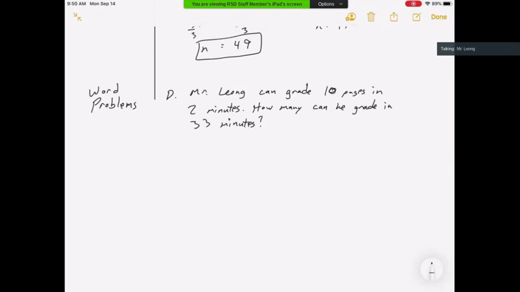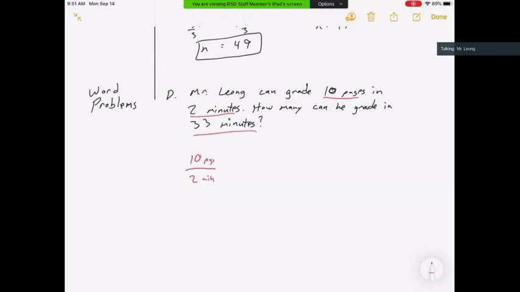All right. Okay. So on a problem like this, there are 2 different ways we can solve it. There's the unit rate way and the proportion way. I kind of like the proportion way, but let's take a look. Let's think of it this way. I know that it takes me 2 minutes to do 10 pages, so I'm going to put that as a ratio: 10 pages in 2 minutes. So the question is, how many can I grade in 33 minutes?